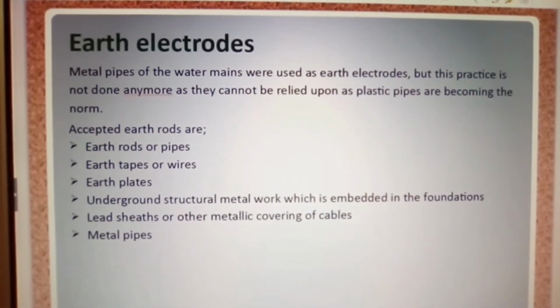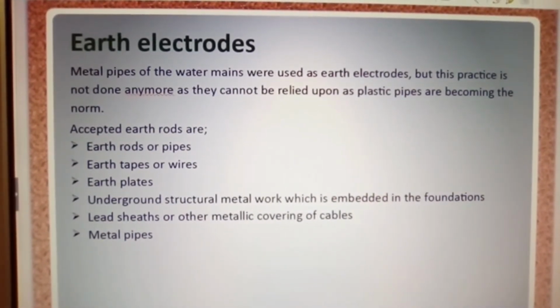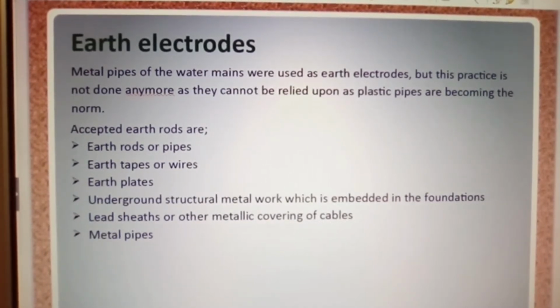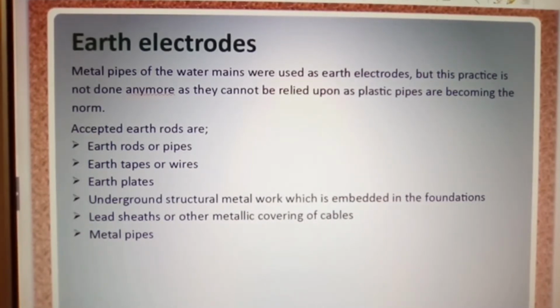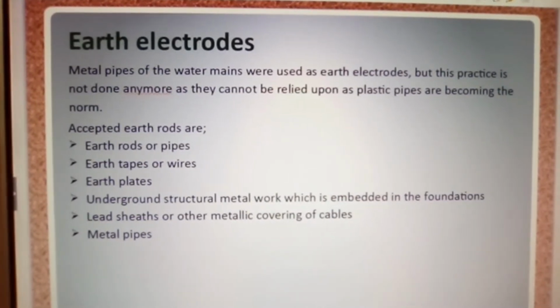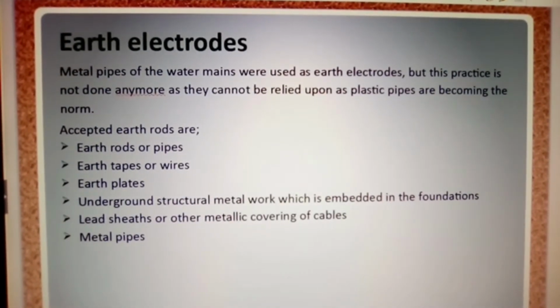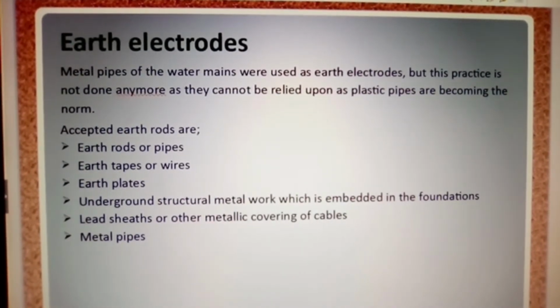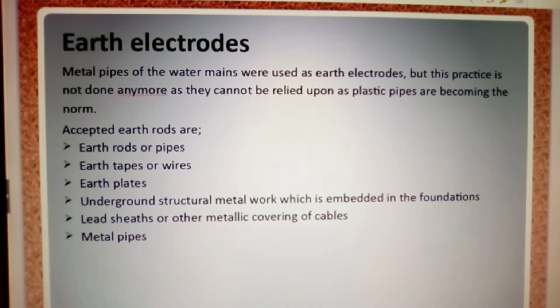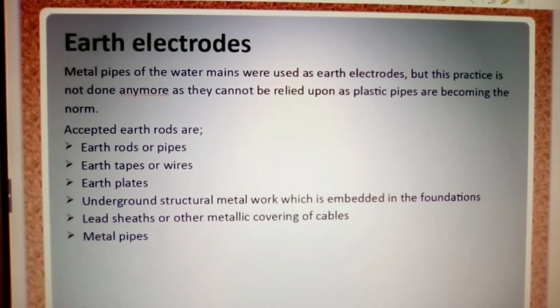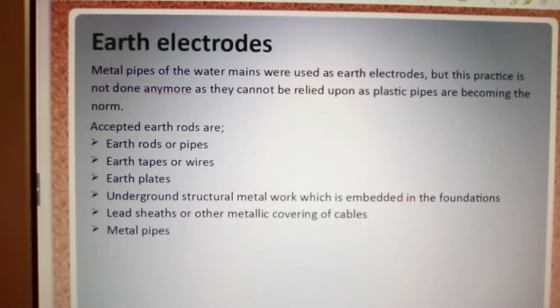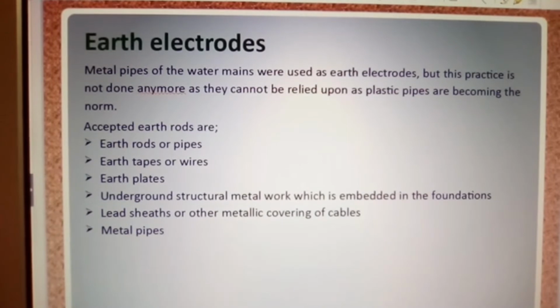And here we're looking at earth electrode. Now, metal pipes of the water mains were used as earth electrodes, but this practice is not done anymore as they cannot be relied upon as plastic pipes are becoming the norm. Okay, and I think I've mentioned this sometime earlier as well.